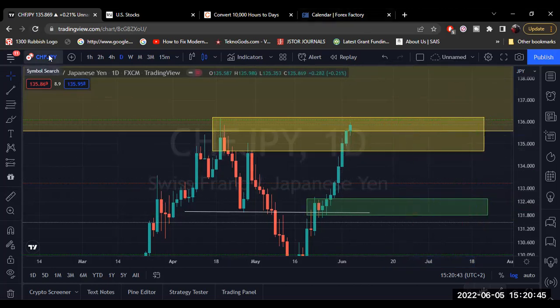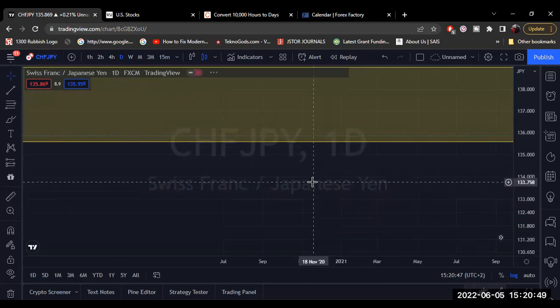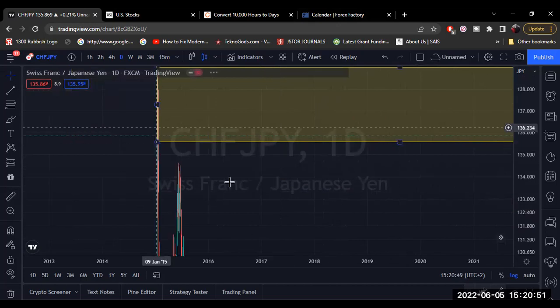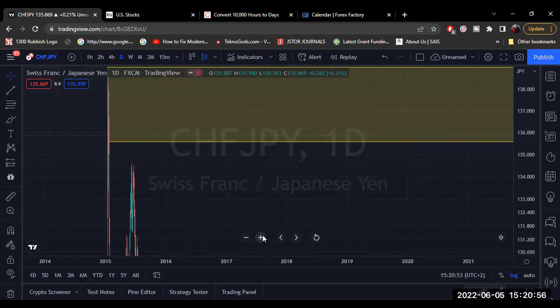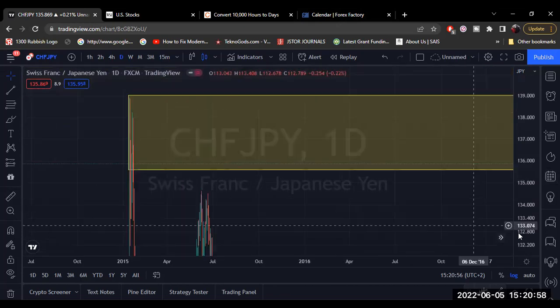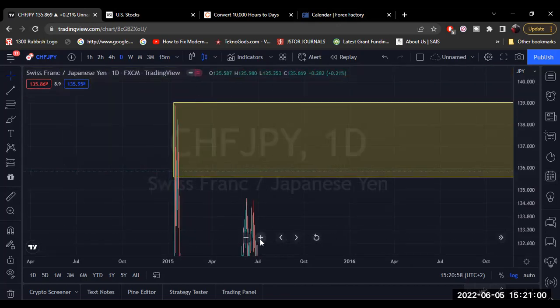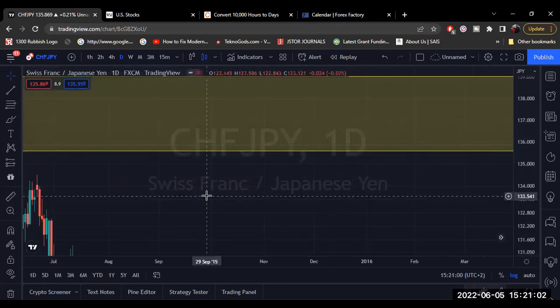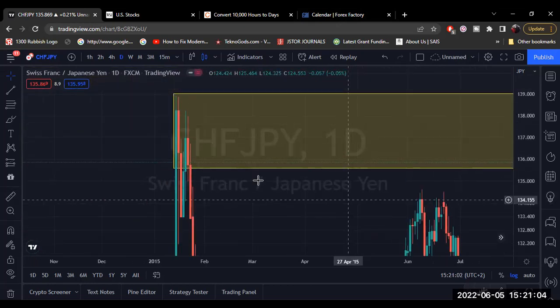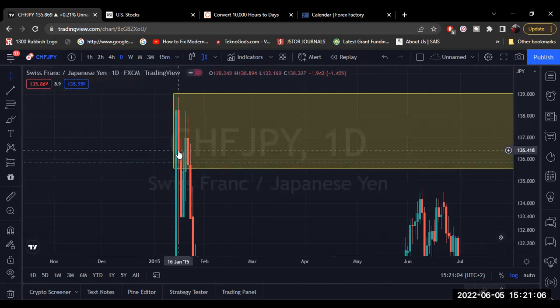So that's pound Swiss franc. I don't think the supply is going to hold. Let's find a real target. Remember, all of this in the yellow is a wick on the governing time frame. It is not a stable place for price. Price now is just fulfilling its long-term journey to the upside.